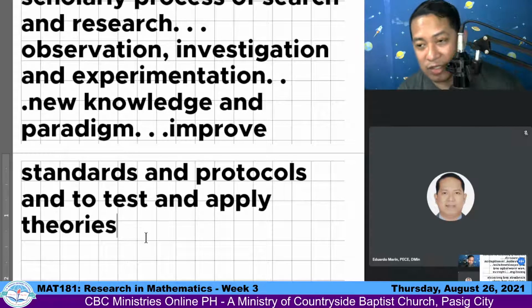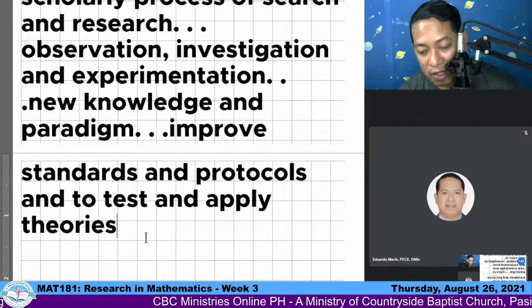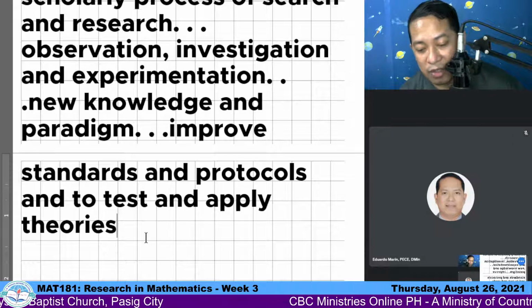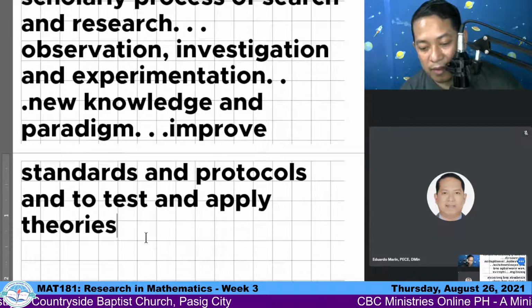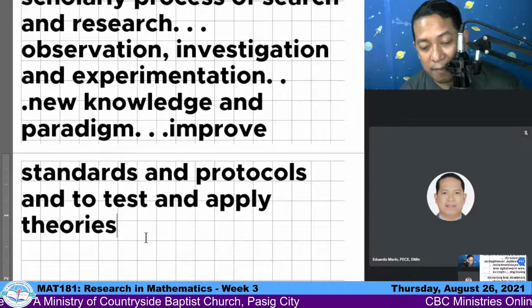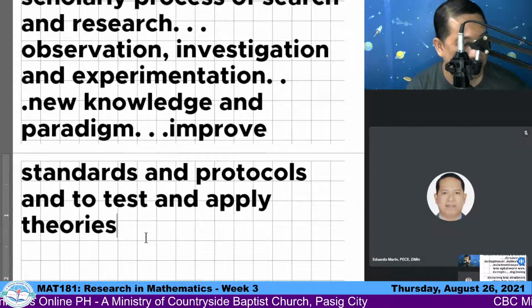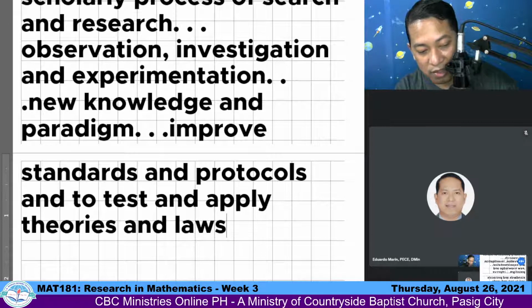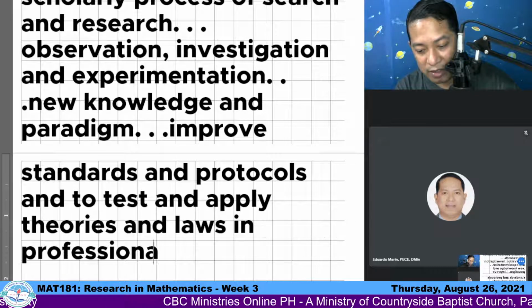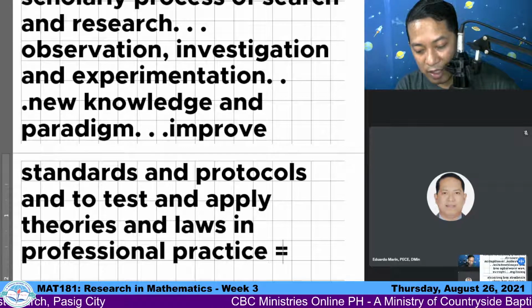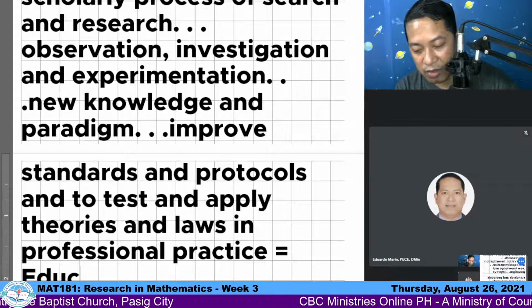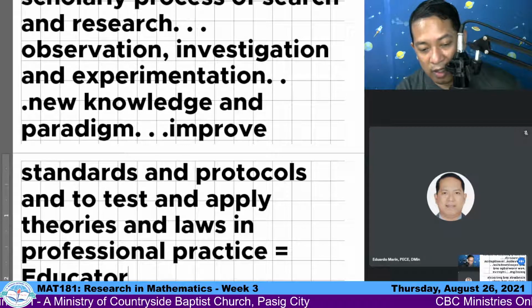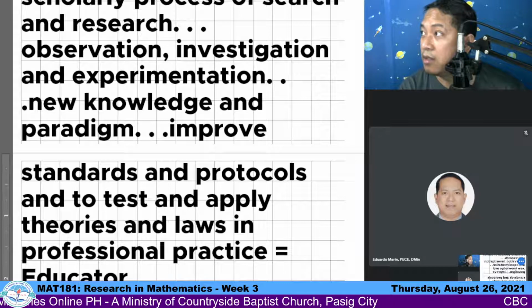Yan yung kagandahan ng research, no? Na pwede natin siyang dalhin sa ibang context o sa ibang sample size or population. And we could improve these protocols and test and apply theories. So yun po yung mahalaga dito, or laws in professional theories and laws, of course the existing laws in professional practice, particularly as an educator, no? So it's very important. This is according to De Belen, I think in his dissertation in 2015.